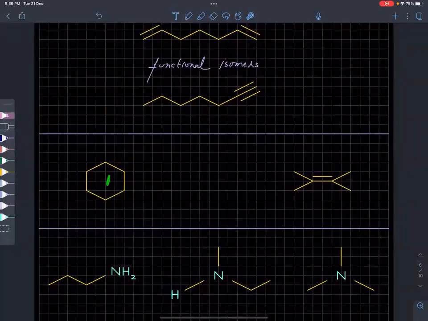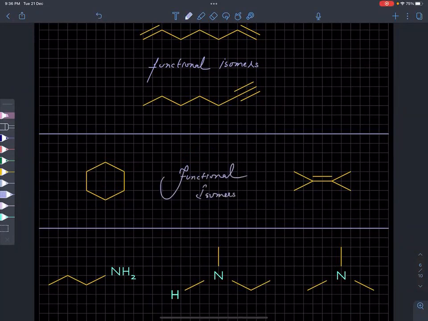Degree of unsaturation is 1 here because there is one ring. Here there is a pi bond, so the degree of unsaturation is 1. So both have the general formula of what? C6H12. Functional isomers. Okay, sir, these are functional isomers.